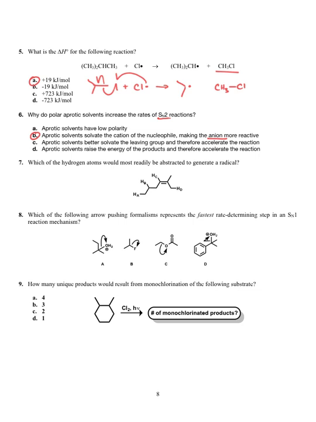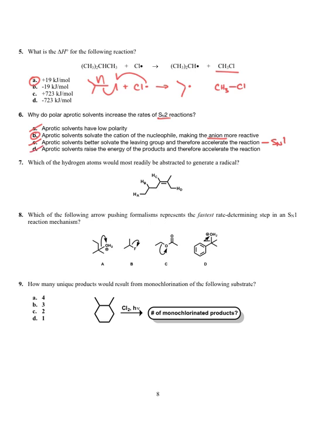A is wrong. Aprotic solvents have high polarity. That's, again, a factor of having a polar bond within the molecule itself. Answer C says aprotic solvents better solvate the leaving group and therefore accelerate the reaction. This would be a better explanation for SN1 rate enhancement. D states aprotic solvents raise the energy of the products and therefore accelerate the reaction. So that's not necessarily true as applied to what this question is asking.